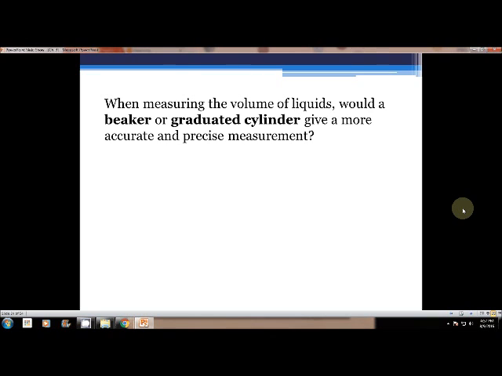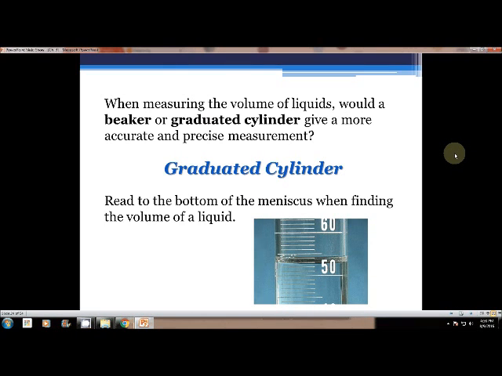So we learned about our lab equipment. When we measure the volume of a liquid, should we use a beaker or a graduated cylinder to be the most accurate and precise that we could be? Hopefully you said graduated cylinder, because the graduated cylinder has the markings that allow us to get a better reading of what the volume should be, better than a beaker, which has less markings than the graduated cylinder.